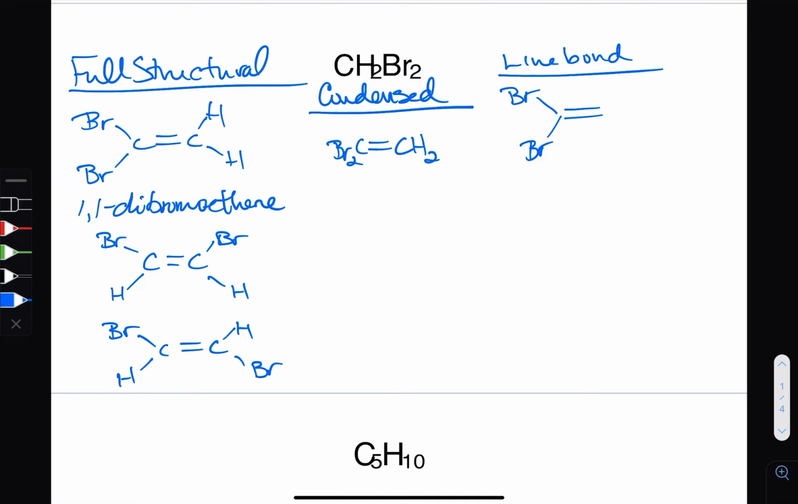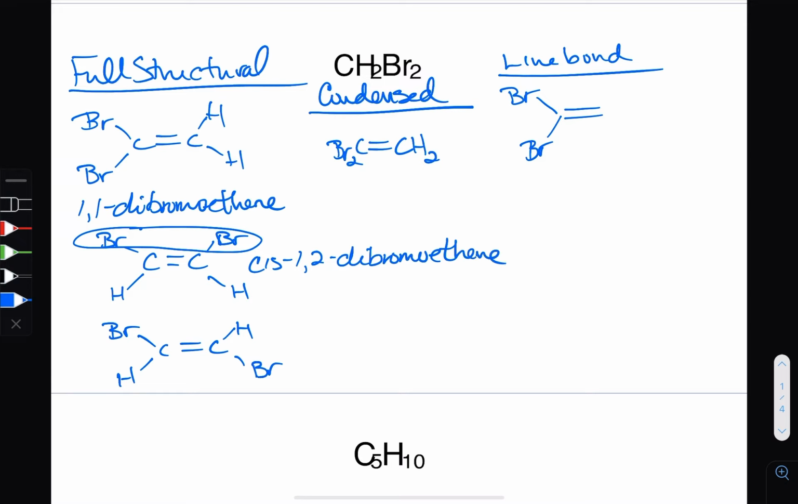And what's the difference between those two? Well, we've got the big groups on the same side of the double bond here. So this one is going to be cis-1,2-dibromoethene. And this one down here at the bottom that has your bromines across the double bond is going to be trans-1,2-dibromoethene.